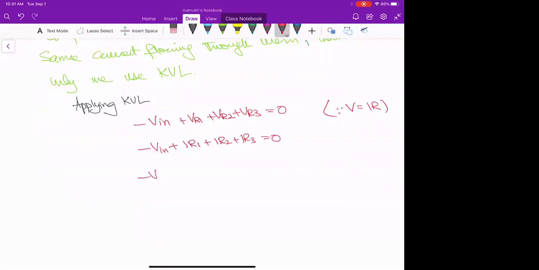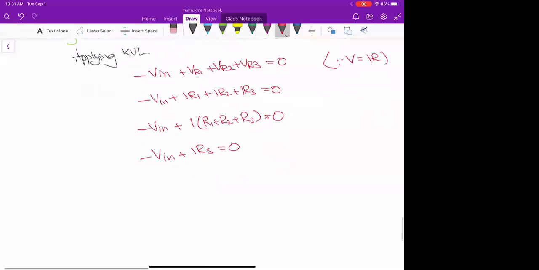Now, minus V in plus IR1 plus IR2 plus IR3. I can do that as well. And let's say that minus V in plus I RS is equal to 0. So V in is equal to I RS, where RS is R1 plus R2 plus R3.